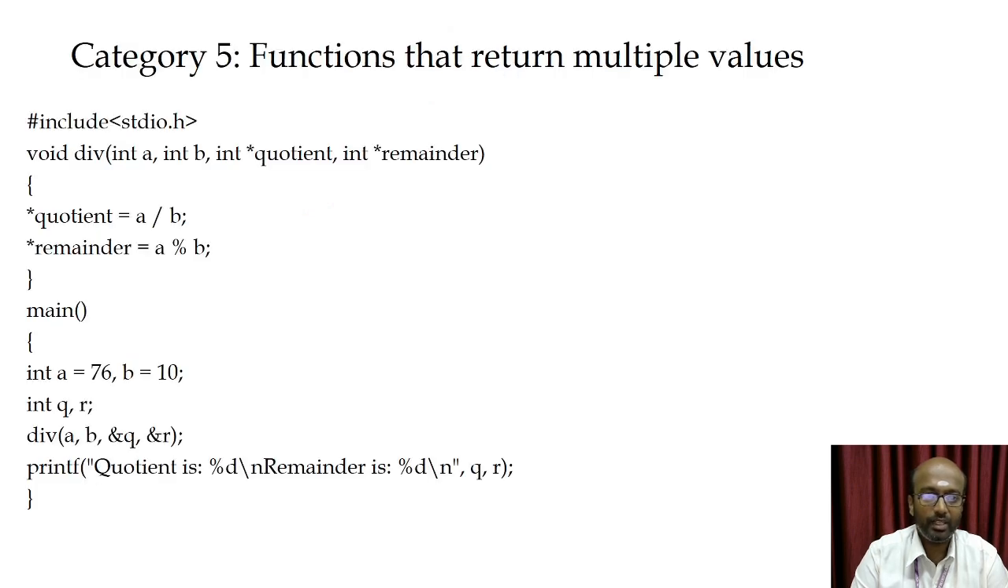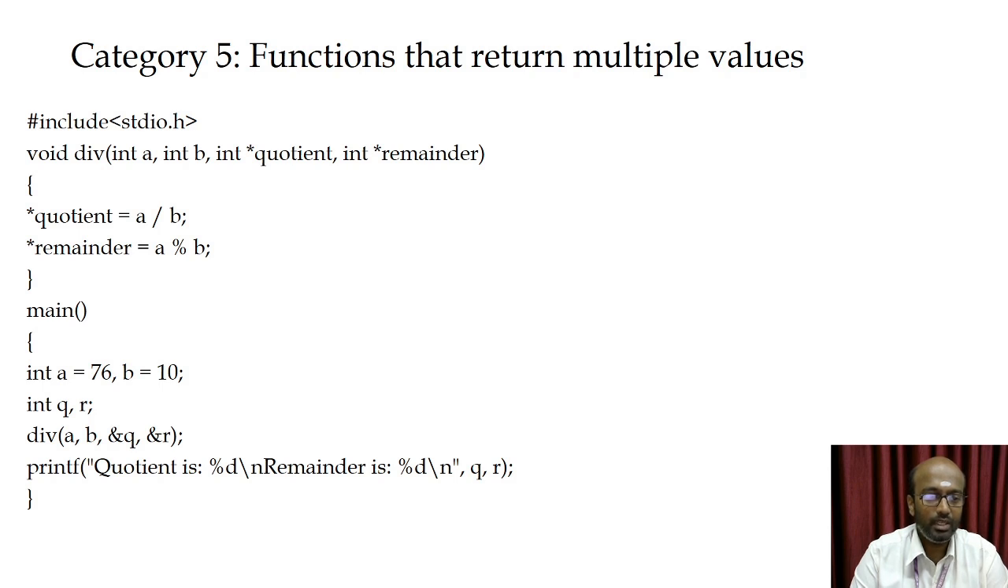And the final category is functions that return multiple values. Here we use pointers to return multiple values. Here void div is the function and we have passed 4 arguments: int a, comma, int b, comma, int star quotient, comma, int star remainder. So quotient and remainder are pointer variables. Here star quotient is equal to a divided by b and star remainder is equal to a modulo b.